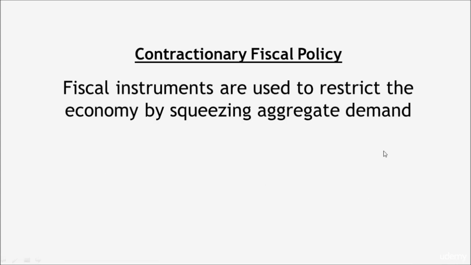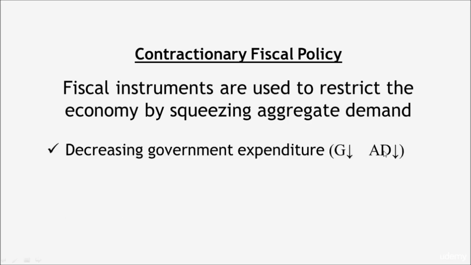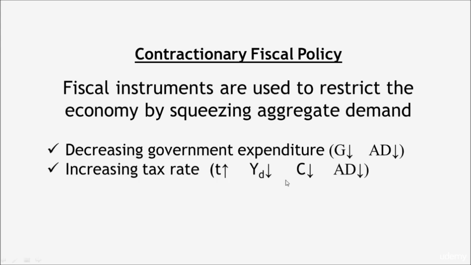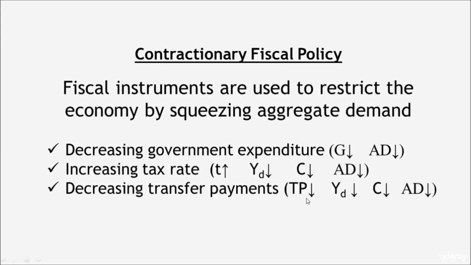Government can execute a contractionary fiscal policy managing the instruments of fiscal policy in the following way. First, government can reduce government expenditure. If government expenditure is reduced as a component of aggregate demand, it will reduce aggregate demand as well. If government increases the tax rate, it will reduce the disposable income of the consumer, which will reduce the consumption expenditure of the consumer, and thus it will reduce the aggregate demand.